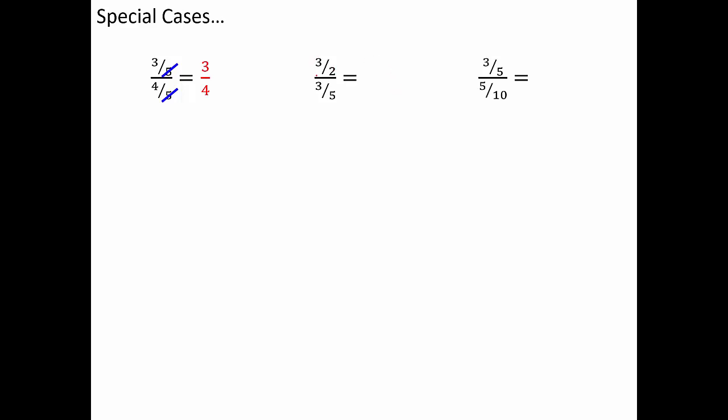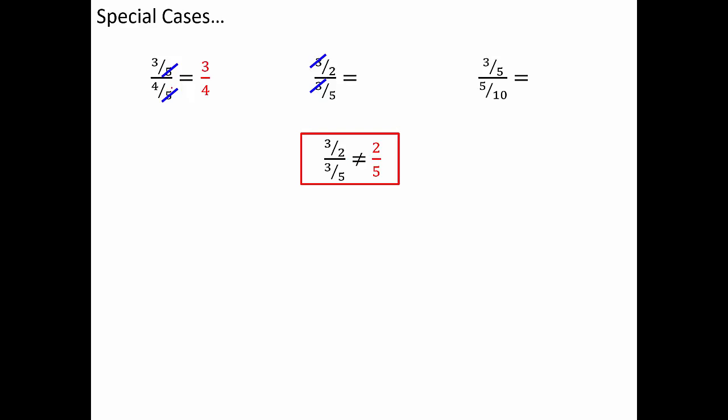Similarly here, 3/2 over 3/5. The 3 and the 3, they're both in the same position, numerator over numerator, just like I had denominator over denominator. They're the same position, so they can be simplified. 3 over 3 would cancel out, but be careful. In this case, the answer is not 2/5.